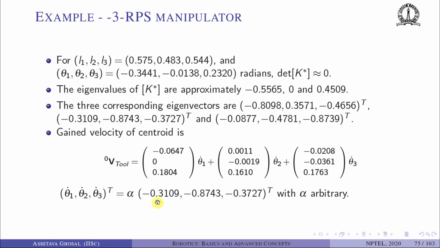Okay, so this 0.31098743 and minus 3727 is the eigenvector corresponding to the 0 eigenvalue. So alpha times that is also an eigenvector, and that is what has been used here. And when you substitute that in the linear velocity vector, you will get these actual theta as a function of theta 1 dot, theta 2 dot, and theta 3 dot. Okay, so it has gained a degree of freedom.